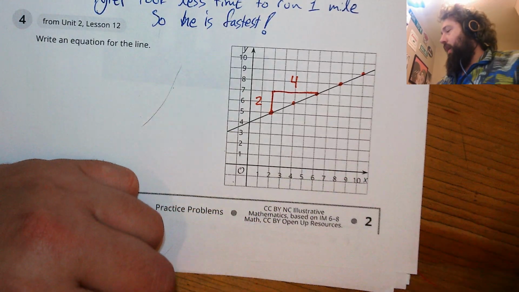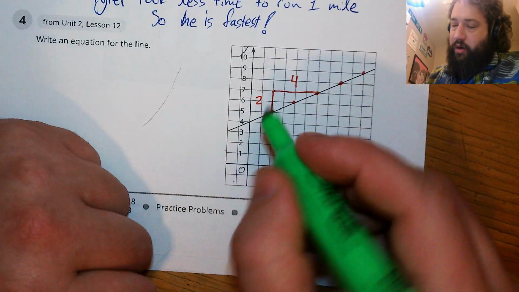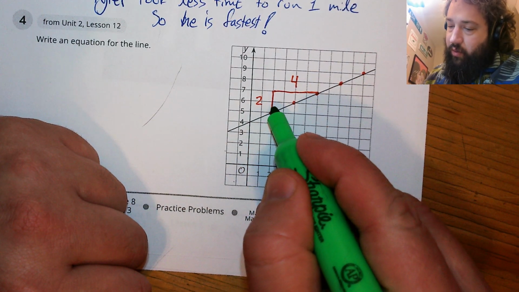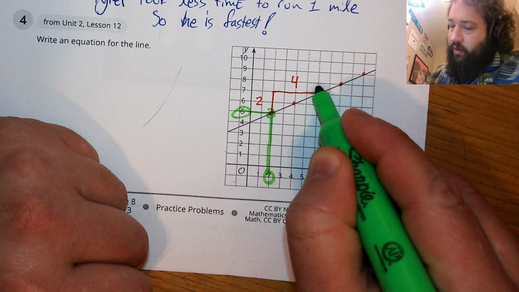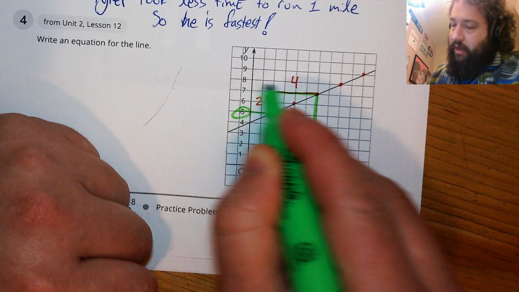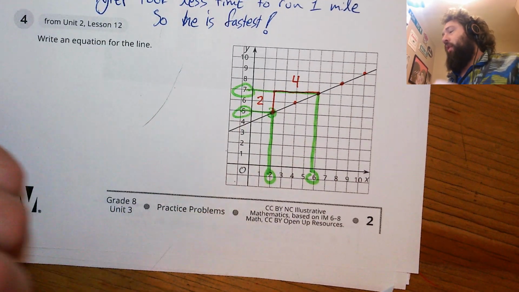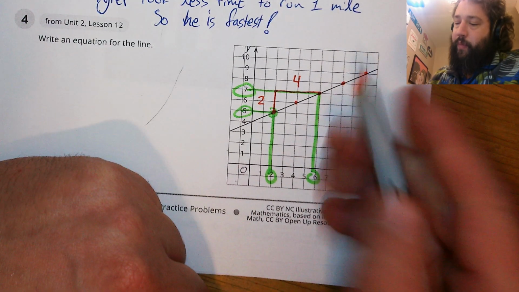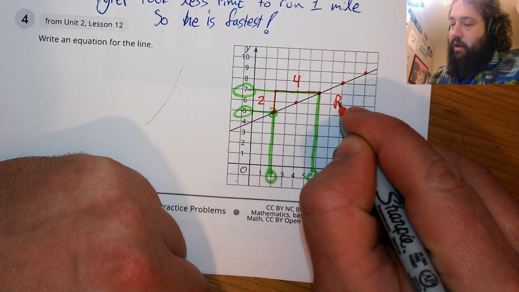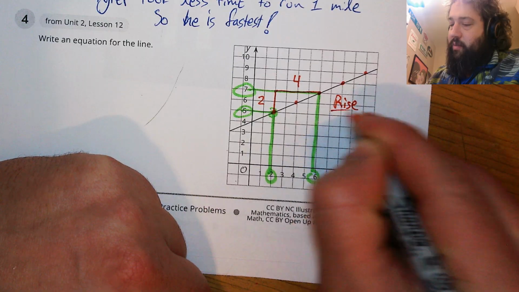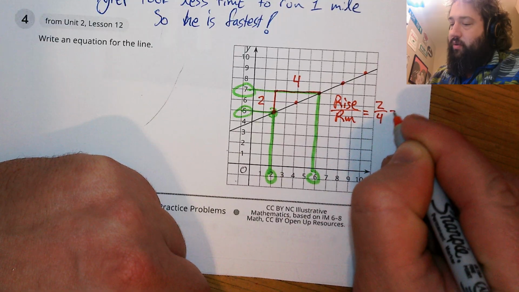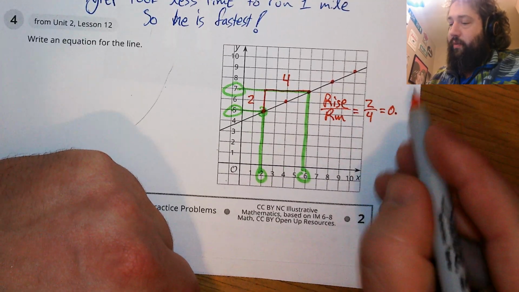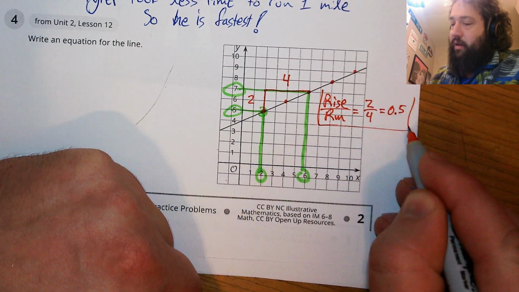Okay. Now, also, in order to find an equation of a line, it's helpful to know what my ordered pairs are. So I have a 5 and a 2, and I have a 6 and a 7. Okay. So right off the bat, I should know that my rise divided by my run is going to be 2 divided by 4, or 0.5. So this is my slope.